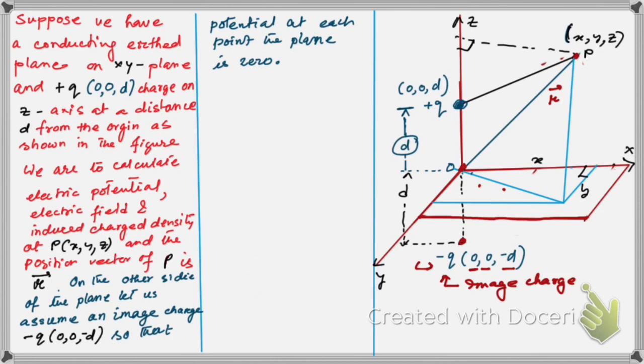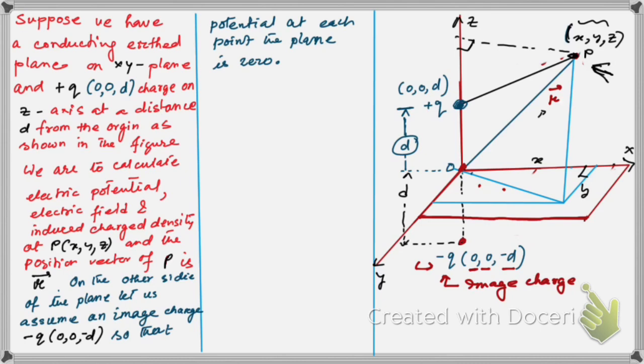So let us take a point here, and this is the coordinate x, y, z. Before we find the potential on the surface, let us first find the potential at this point P. Now you see here, vector r is the position vector of P, and you can see that P is at the coordinate x, y, z.